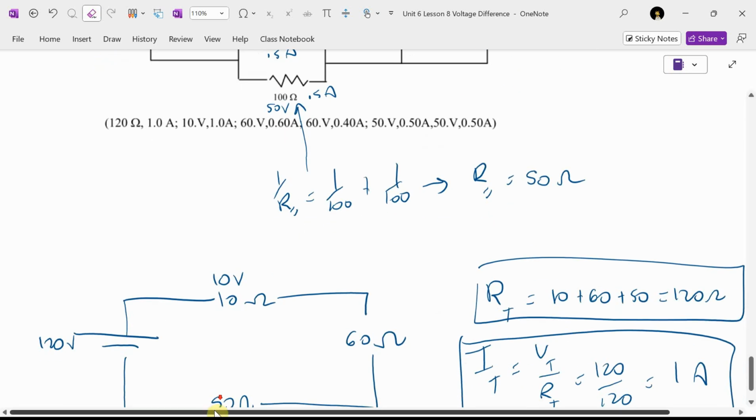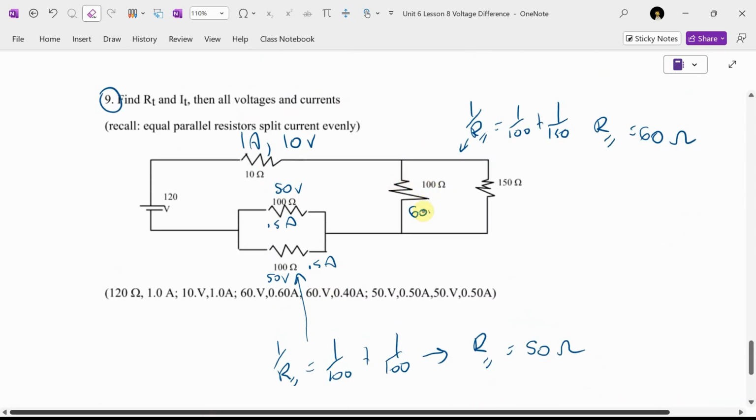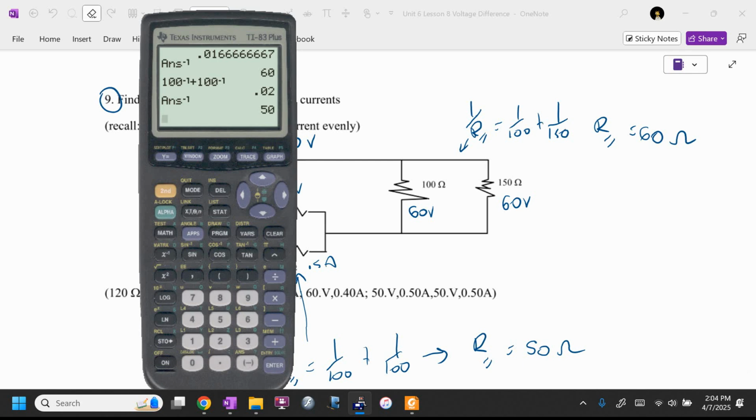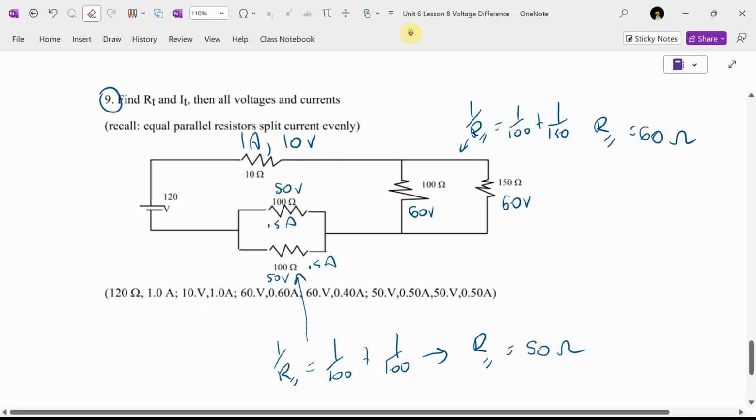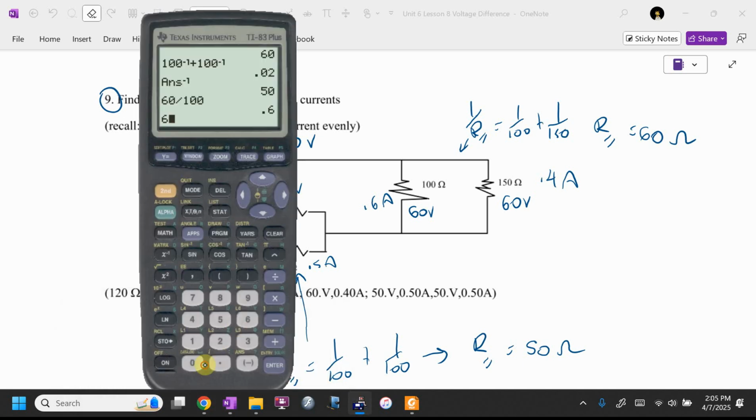Over here, again, if I go to my mathematical model, this is taking 1 amp. This whole section must be using 60 volts. That means this resistor is 60 volts and this resistor is 60 volts. So if I go 60 divided by 100, I might even be able to do that in my head. 0.6, I believe. I got 0.6 amps going this way. And I should have 0.4 amps going this way. Let's double check if I go V over R. 60 divided by 150, and there it is, 0.4 amps.